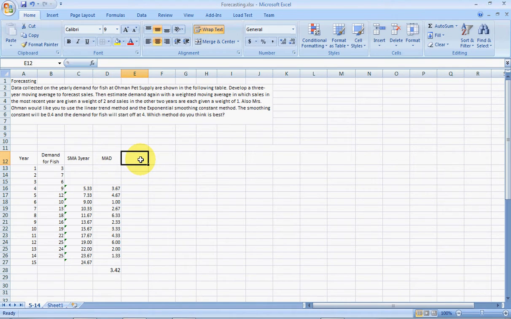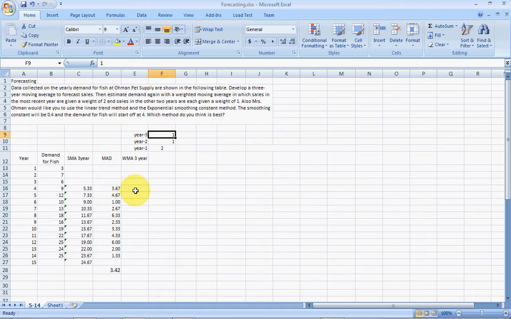So now let's do the weighted moving average, or WMA 3-year. And we know it's a 3-year because it says that the most recent year is given a weight of 2 and the other 2 years are given a weight of 1. So that's how we know it's a 3-year. So if we just do year minus 1, year minus 2, and year minus 3, and give the weights here, so 2, 1, 1. So the most recent year is going to be given a weight of 2, and the other 2 years are a weight of 1. Excuse me.